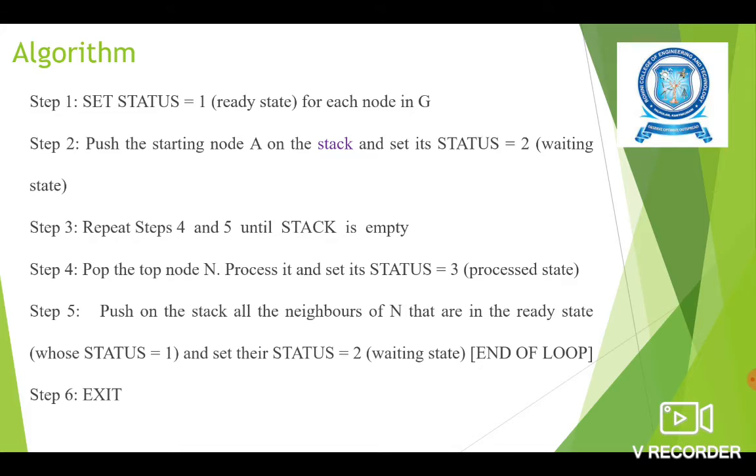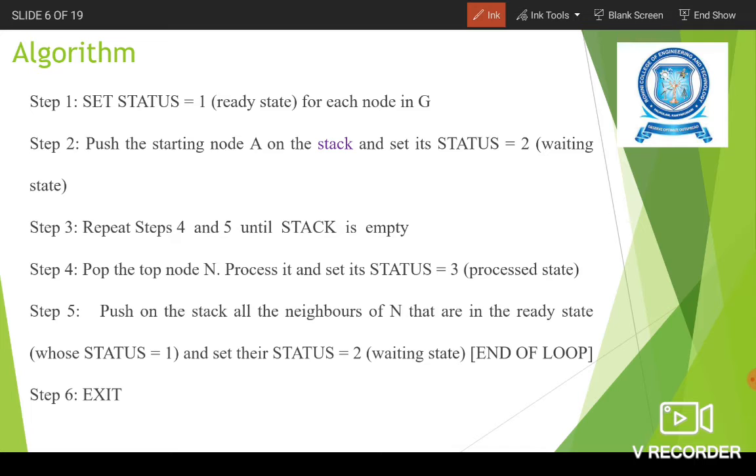The algorithm for depth first search is like a breadth first search. Here also I am using the variable called status. So the status is initially set to 1 for all the nodes in the given graph. So status equal to 1 indicates that the node is in ready state. I told you, you have to push the starting node A on the stack initially. That is, it is the current node now. So we have to set its status as 2. So status equal to 2 indicates that the node is entering into the waiting state.